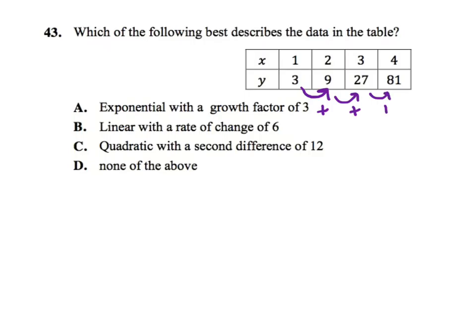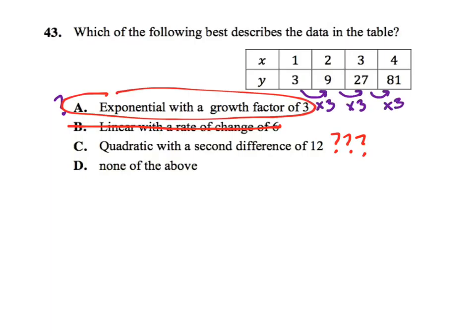Well, linear with a rate of change of 6 would mean that we're adding 6 each time. Is that what's happening? No, so it's not that. We still don't know what this quadratic with a second difference of 12 is, so let's go up to A. Exponential with a growth factor of 3. Well, that means that we would be multiplying by 3 each time. Is that what's happening? Yeah. So that's what it is. Exponential with a growth factor of 3.